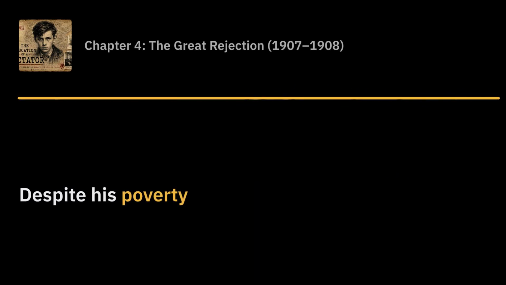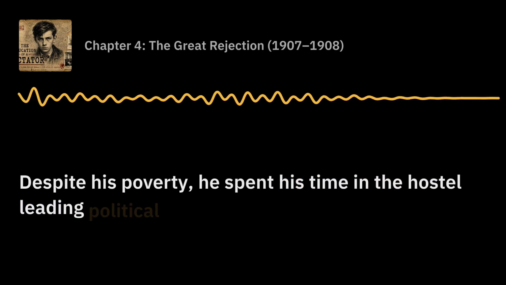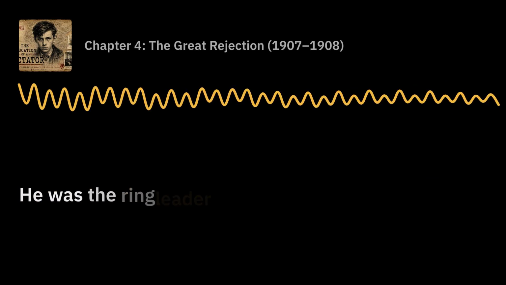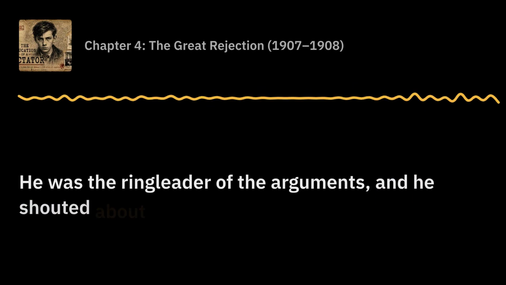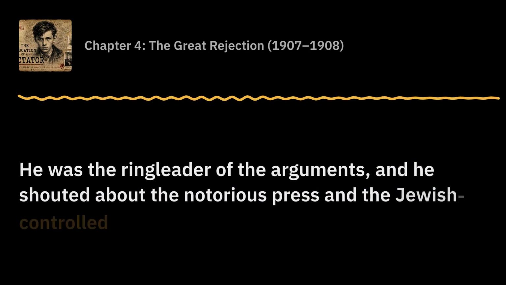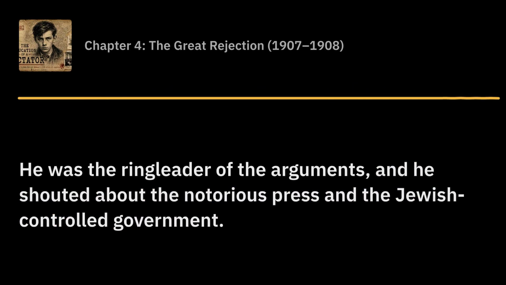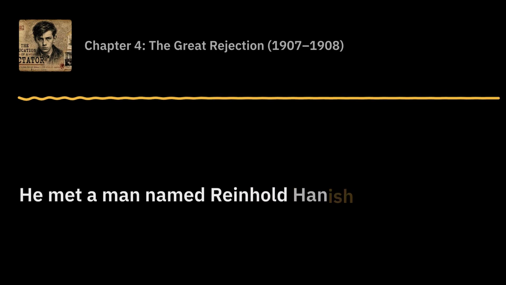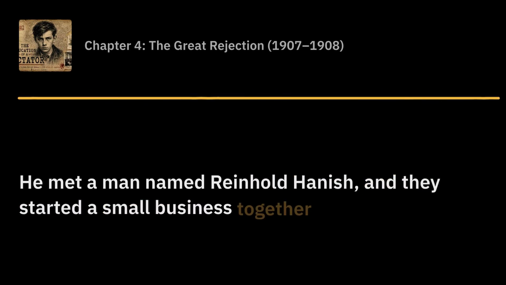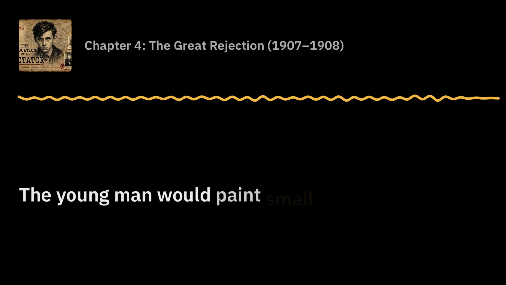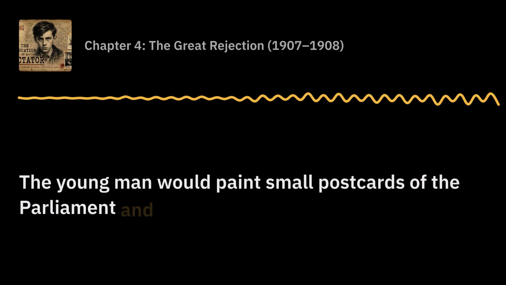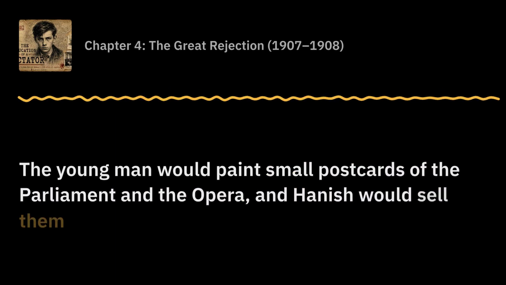Despite his poverty, he spent his time in the hostel leading political debates. He was the ringleader of the arguments, and he shouted about the notorious press and the Jewish-controlled government. He met a man named Reinhold Hanisch, and they started a small business together. The young man would paint small postcards of the parliament and the opera, and Hanisch would sell them to tourists.